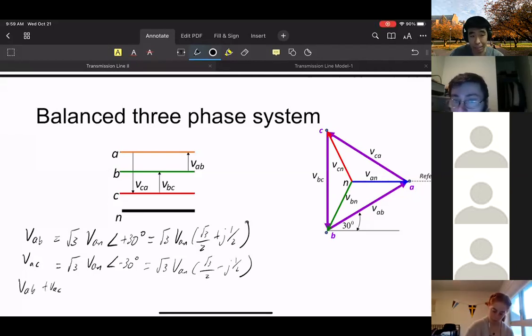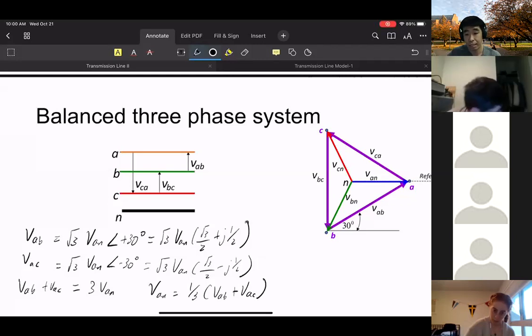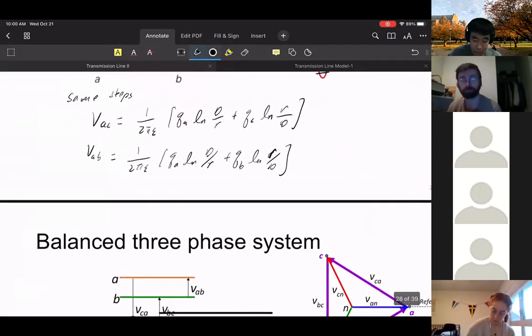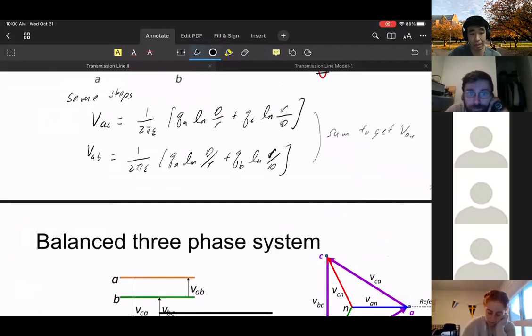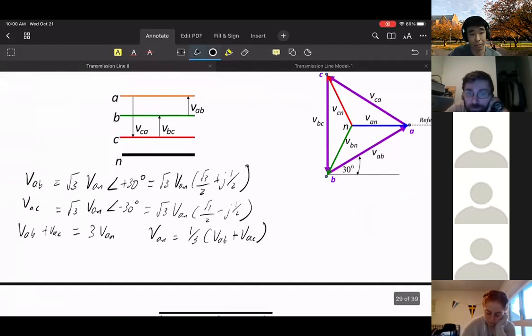So we're almost there. We'll do addition very soon. If you just add them up, this is 3 VAN. The imaginary parts cancel out, and you have 3 over 2 plus 3 over 2. So this gives VAN as 1/3 (VAB plus VAC). Okay, so this is the equation we have, and we're very close, because we're just going to sum these two. What it tells us is we can sum this to get VAN, because VAN is 1/3 (VAB plus VAC).